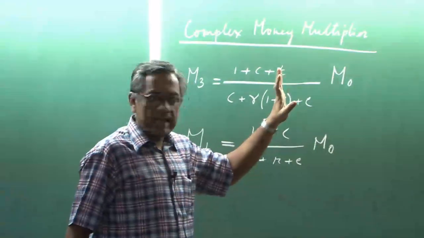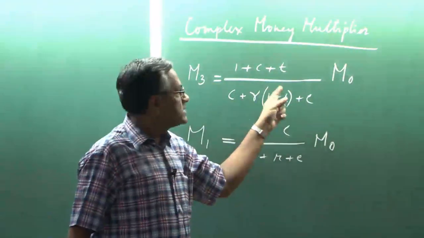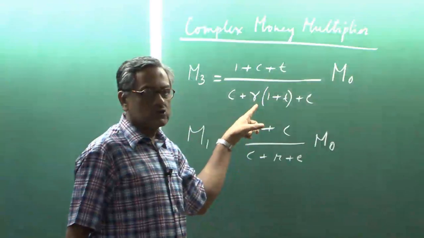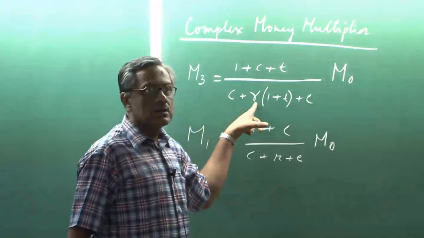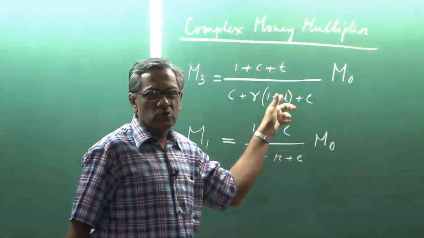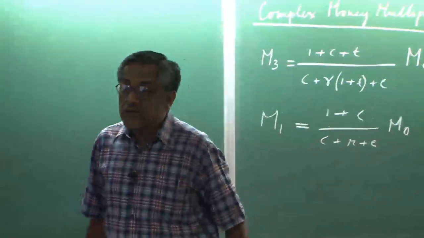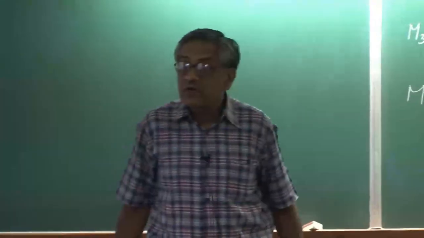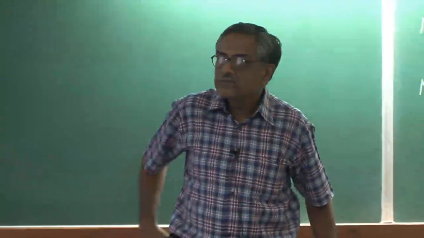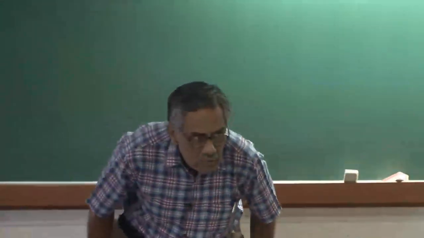So, what you are saying is that the behavioral parameters C, T and of course, government, central bank's CRR, they determine, E is a very small number, I will show you, they determine the strength of the multiplier, the strength of M3, the movement of M3. Look, it is like an Olympic athlete who came and went ahead in the race.